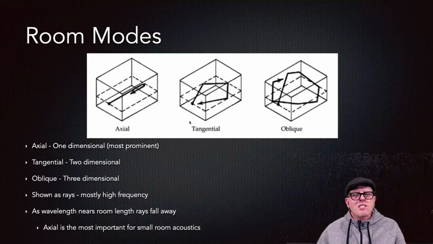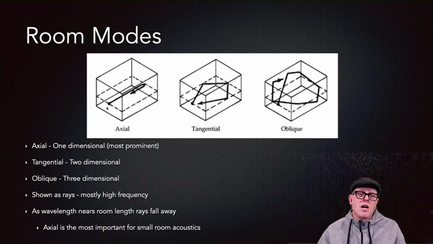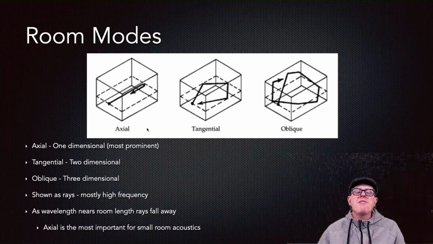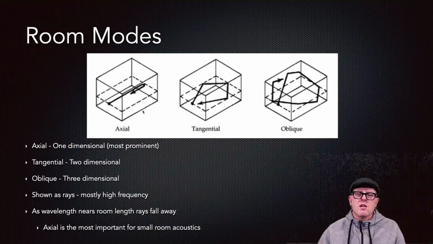So we have what we call axial, tangential, and oblique modes. Our axial mode is one that goes like this. It bounces back and forth, back and forth, and back and forth. By far, these are the most dominant modes. This is the one that we care the most about.